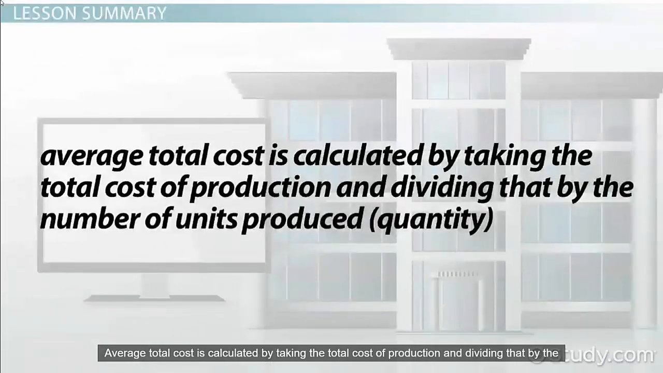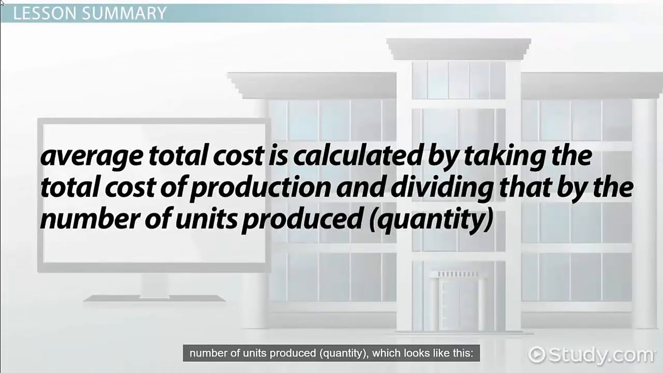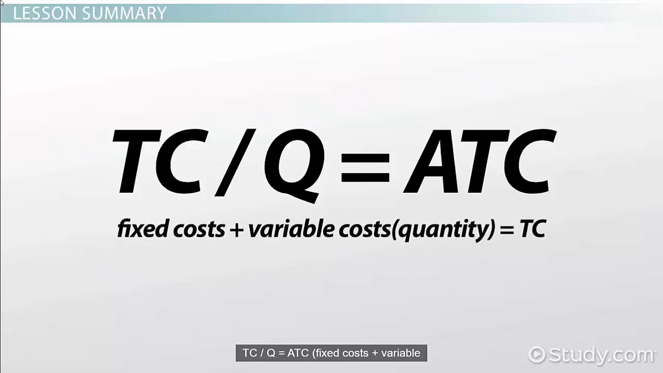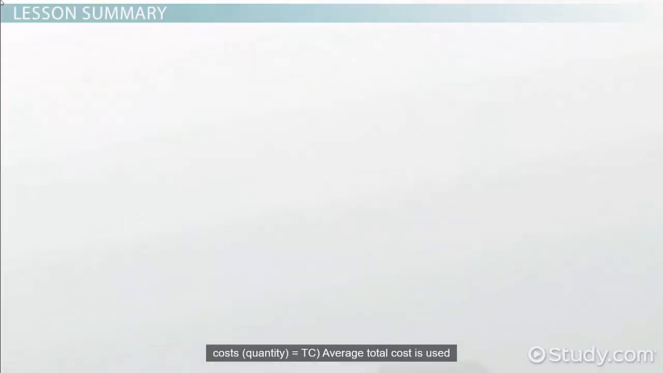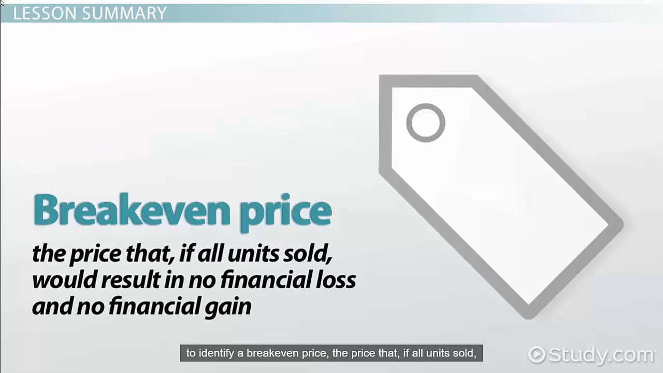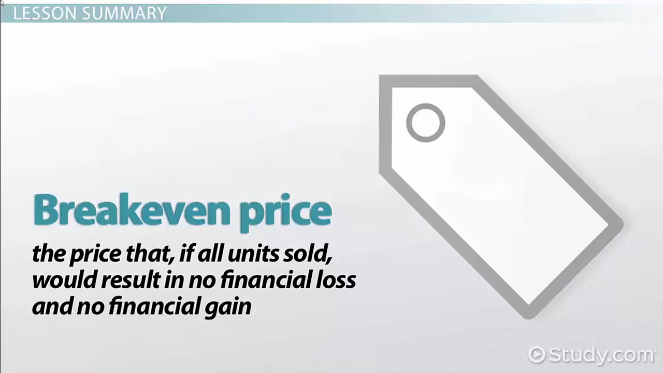Average total cost is calculated by taking the total cost of production and dividing that by the number of units produced, quantity, which looks like this. TC divided by Q equals ATC. Fixed costs plus variable costs, quantity, equals TC. Average total cost is used to identify a break-even price, the price that, if all units sold, would result in no financial loss and no financial gain.